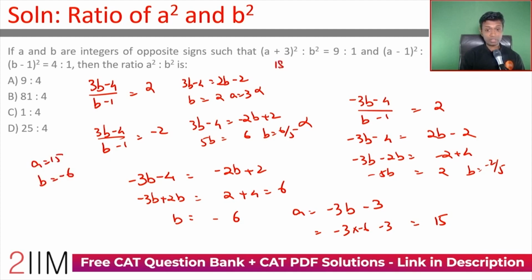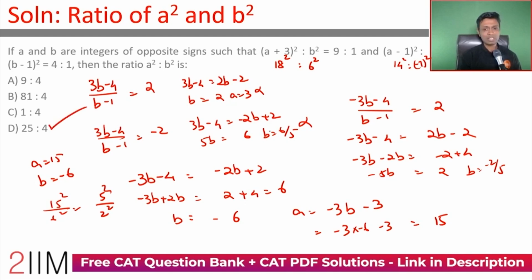15 plus 3 square is 18 square, minus 6 square is 6 square. This is 9. 15 minus 1 is 14 square, minus 6 minus 1 is minus 7 square, this is 4. This works. 15 and minus 6 works. a square is to b square is 15 square by 6 square, which is 5 square by 2 square. 25 is to 4. This is the answer choice we're looking for.